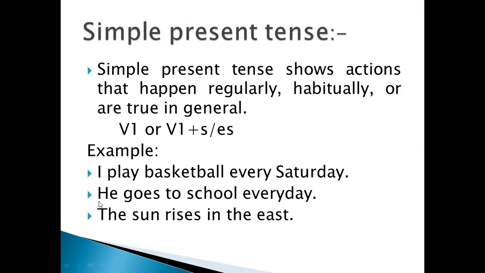Now let us see the second example. He goes to school every day. Here the verb is goes. We have used V1 plus ES. So go plus ES is used over here because he is third person singular pronoun. The same way in the third example, the sun rises in the east. Here we have added S to the verb rise because sun is third person singular noun.